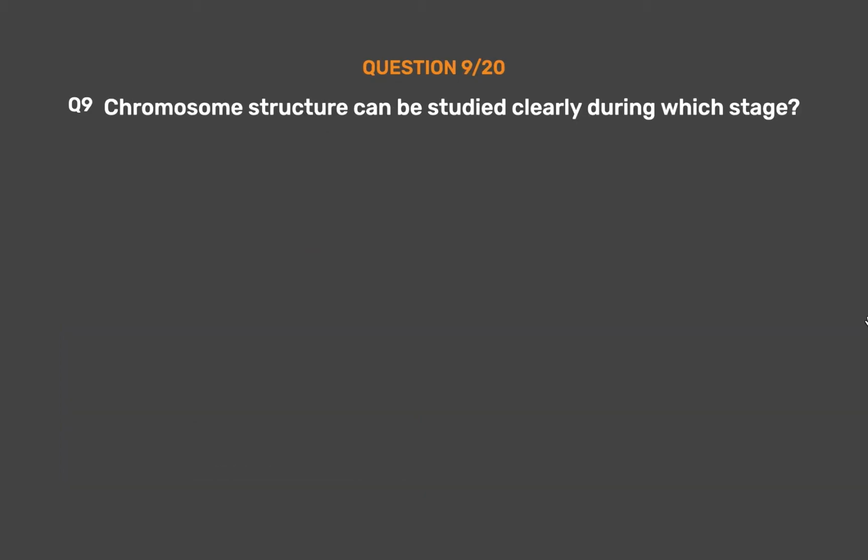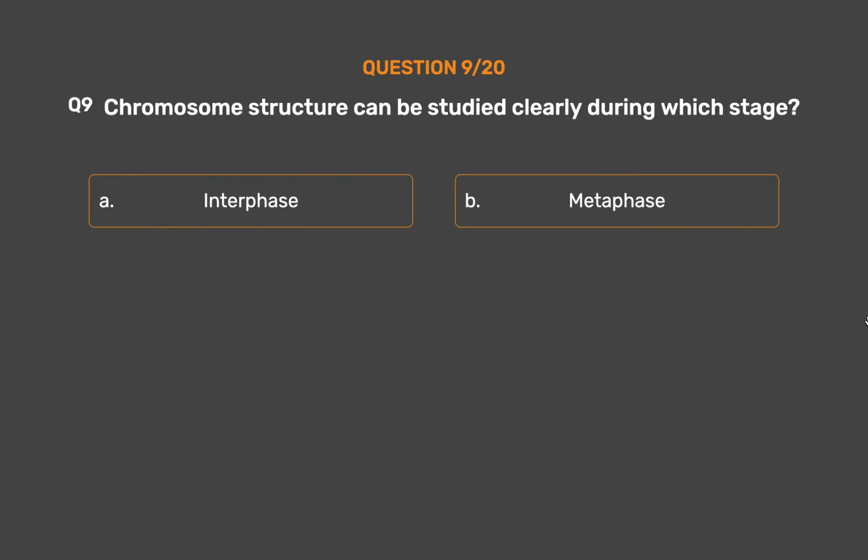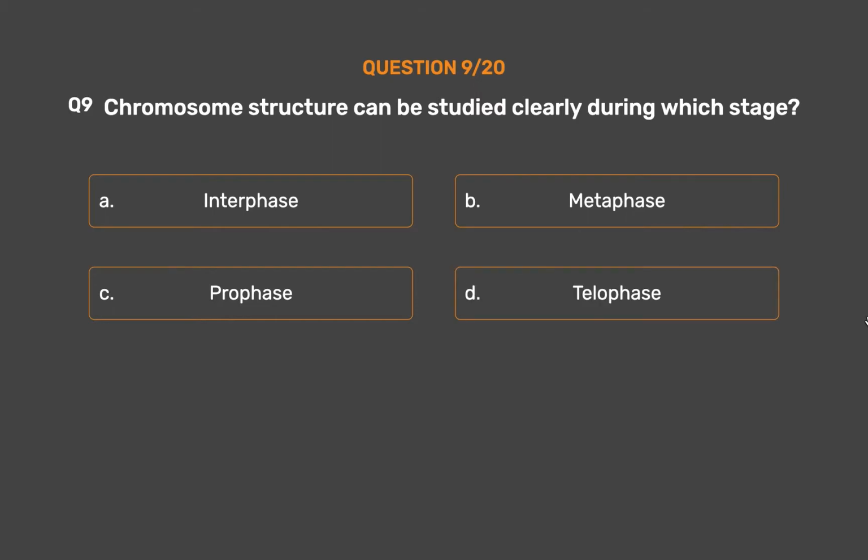Question number 9. Chromosome structure can be studied clearly during which stage? Option A. Interphase. Option B. Metaphase. Option C. Prophase. Option D. Telophase.